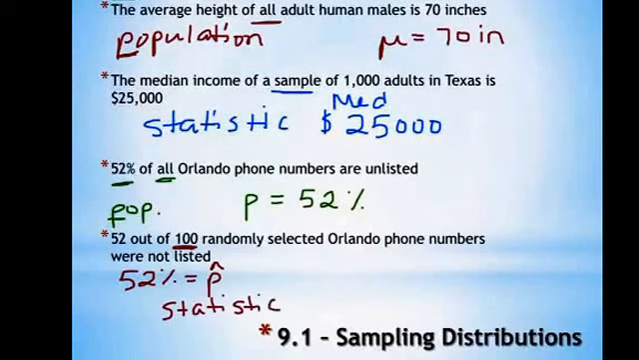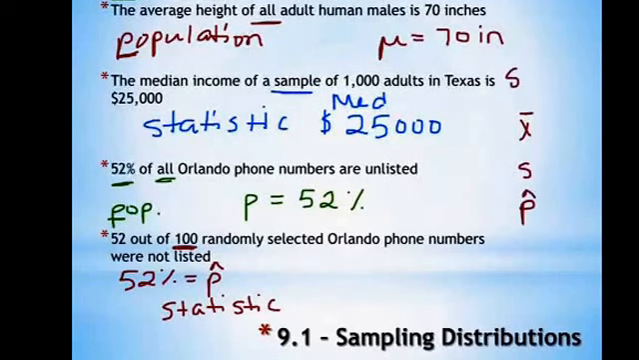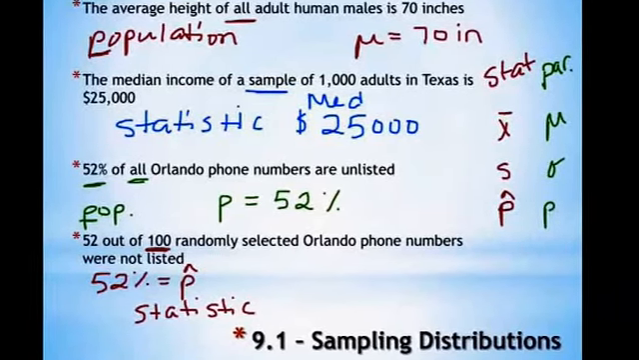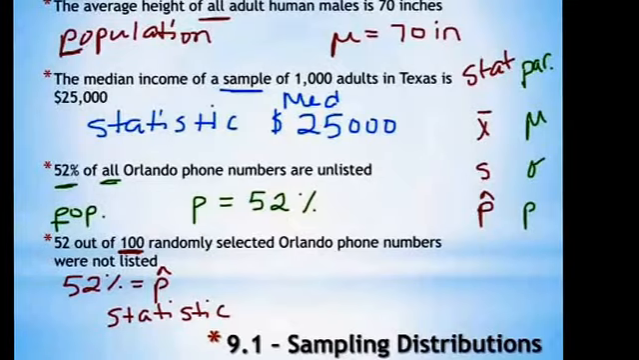This is part of your quiz. You're going to have to decide if something's a parameter or statistic, and remember all the notation for it. So we have X bar, S, and P hat for statistics. And then for our parameters or population, we have mu, sigma, and just P or rho.